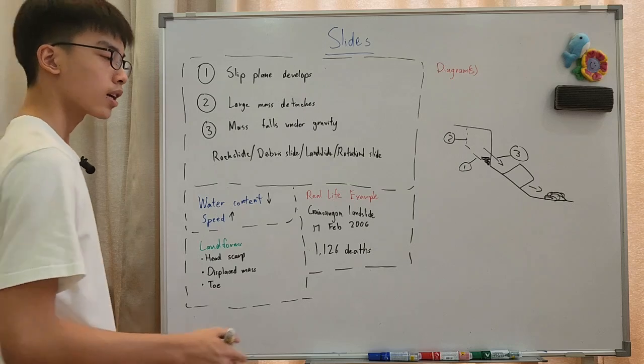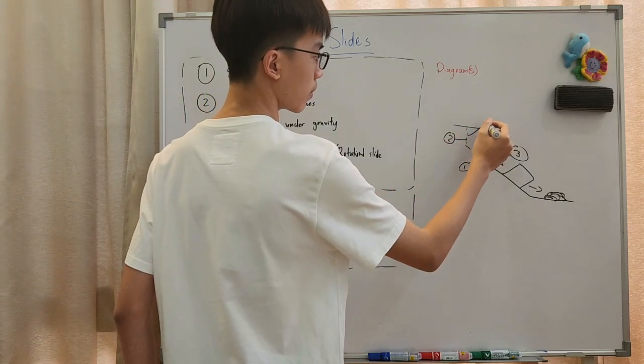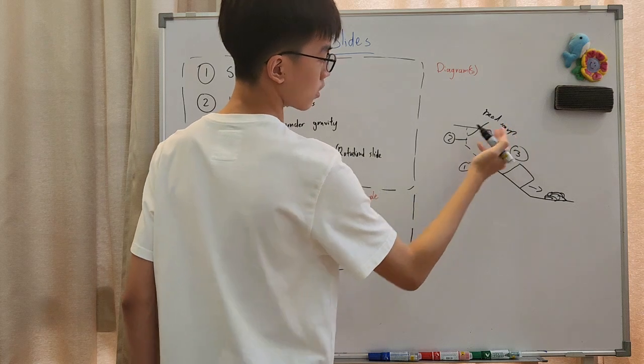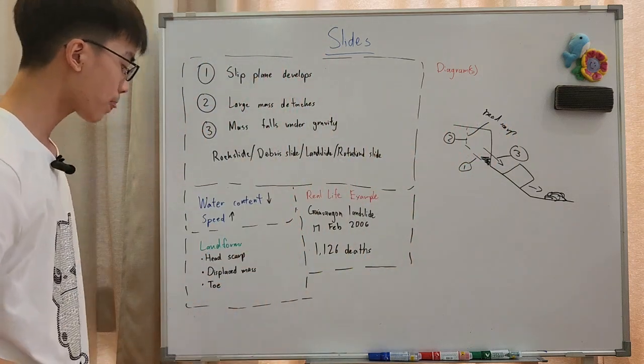But landforms over here, as you can see, a headscarp. A headscarp is kind of this exposed, very steep area. You can label a headscarp. This exposed, very vertical, steep area.